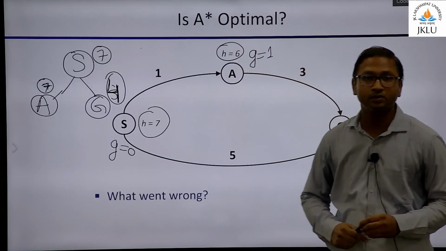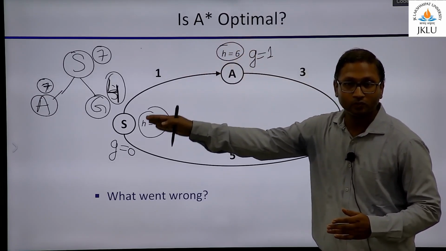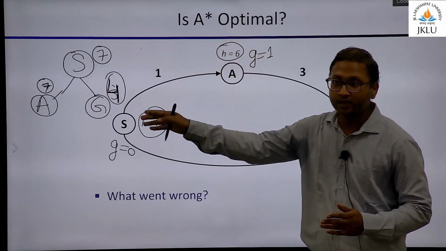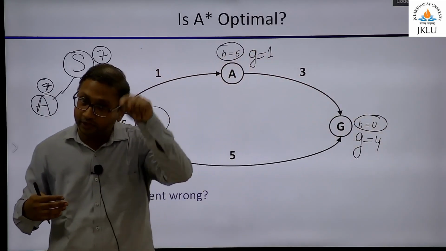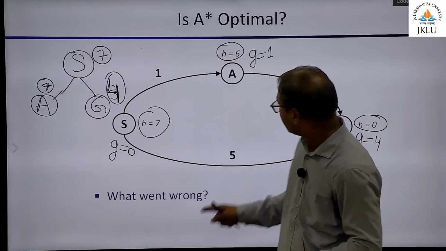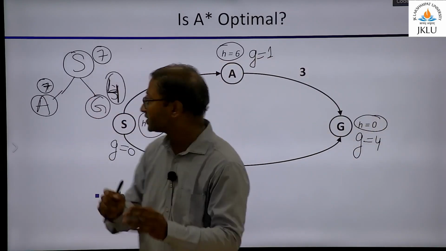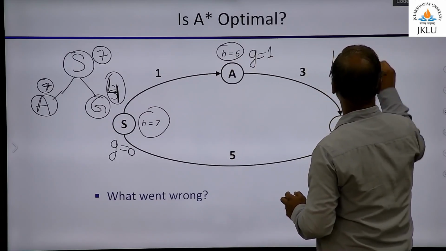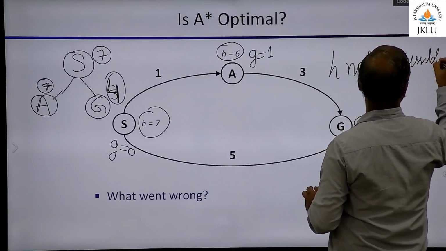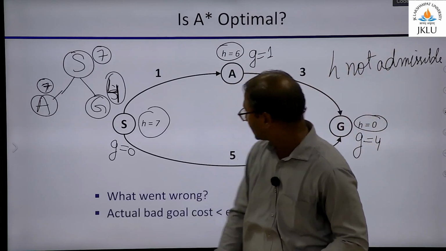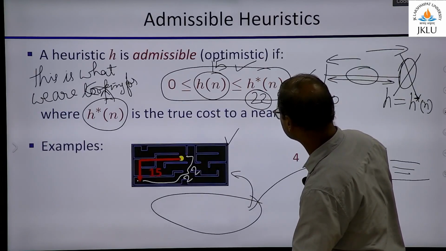What from here? Not every H is what we are looking for, right? Because in this case this G was enqueued first and was dequeued first as well, but still this is not the best path because your H is not admissible, okay? H is not admissible. All right, so we had talked about these things.